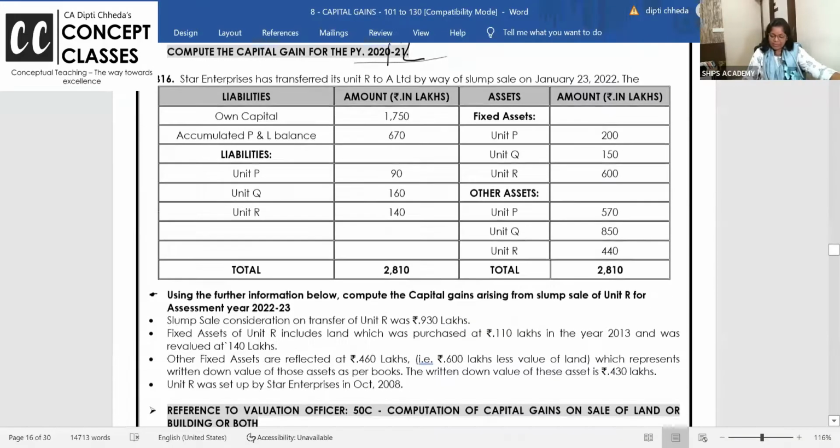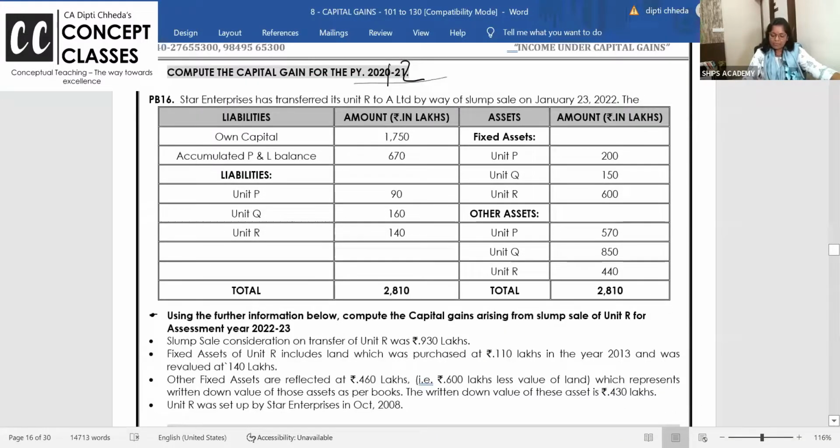The very next one, 14th problem. Star Enterprise has transferred its unit R to A Limited on 23rd January 22. 21-22 may transfer. Okay, and it is in lakhs. Can you also do it in lakhs? Answer is yes. Don't keep on adding 5 zeros. This point is important for accounts exam, for cash flow statement.